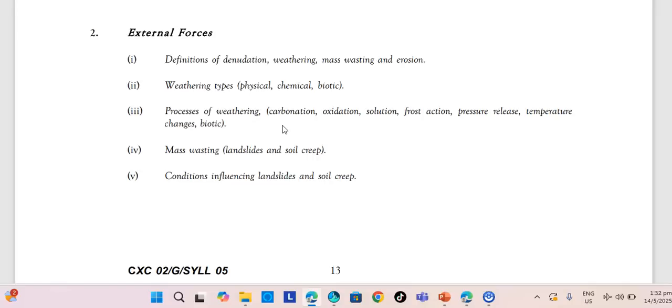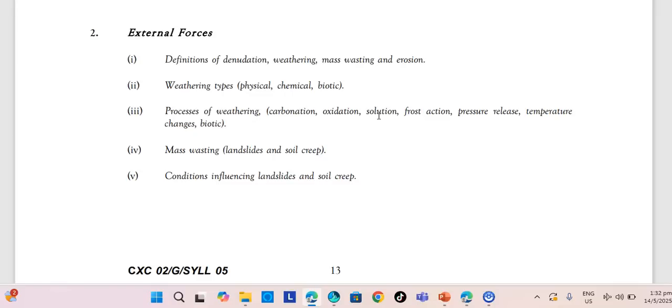Temperature change is a form of physical weathering, and this happens when rock cracks from heating and cooling. Biotic is a type of biological weathering, and this is when plants, animals, or people break rocks. All right, so if they ask about the processes of weathering, you should be able to answer. All right, guys, please remember to follow in your textbook because in geography, you have to have diagrams to support what you're saying, okay? And the syllabus does not come with any diagrams.